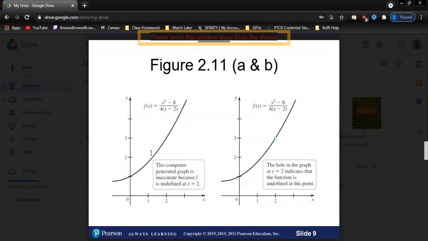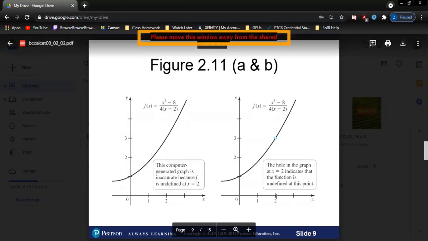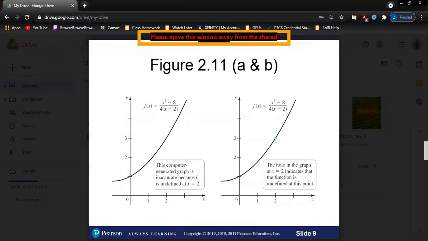It's a straight line. So this is not right. Whereas for this one, you can see at x equals 2, there is a hole. That means we don't have a defined value there. So clearly, out of these two, this one on your right looks like the right graph. So wherever you have an undefined value, you need to have a hole there. You need to have a break there.